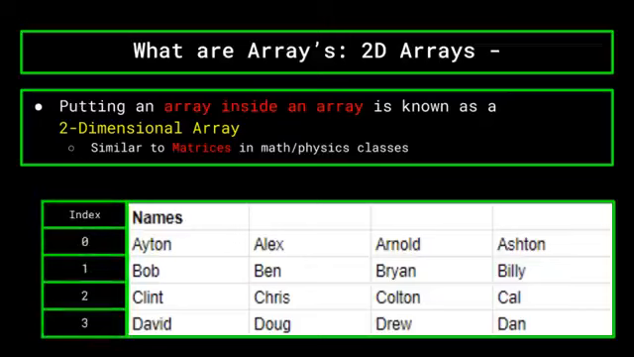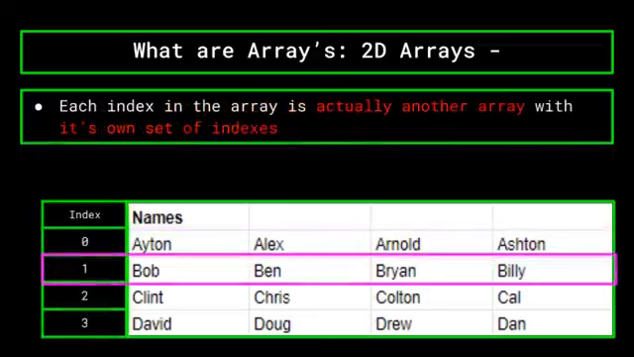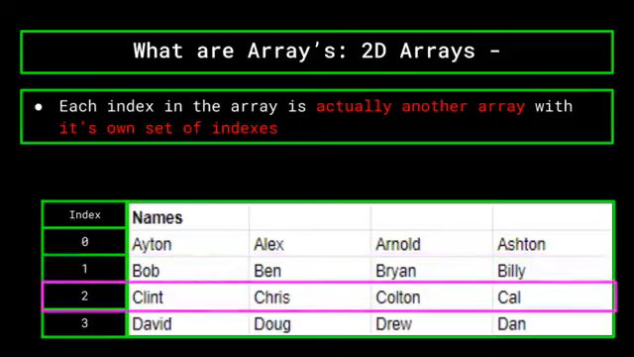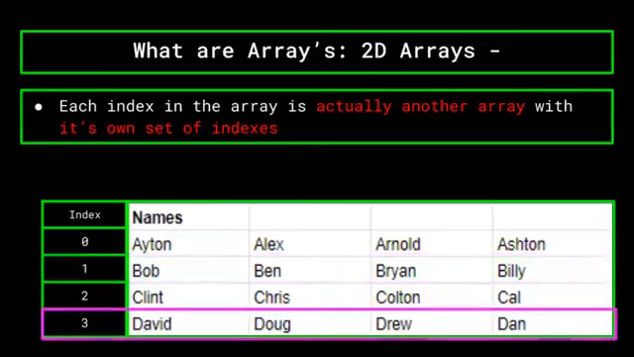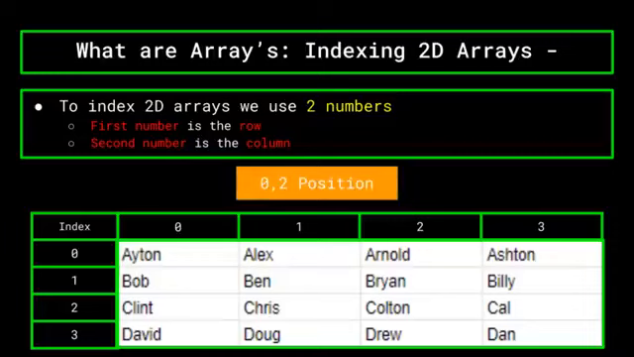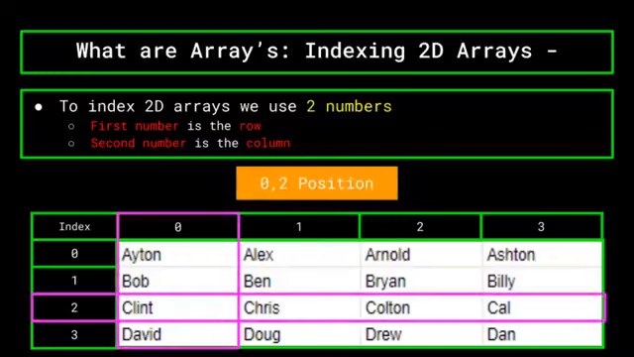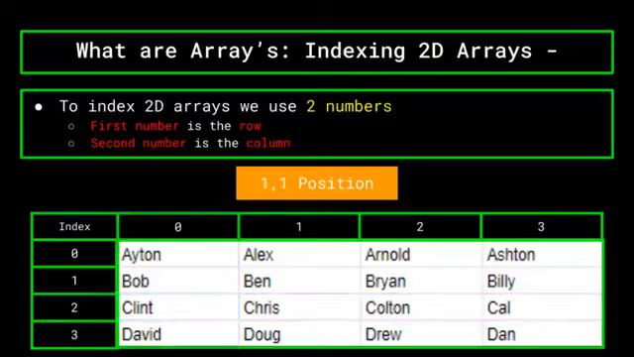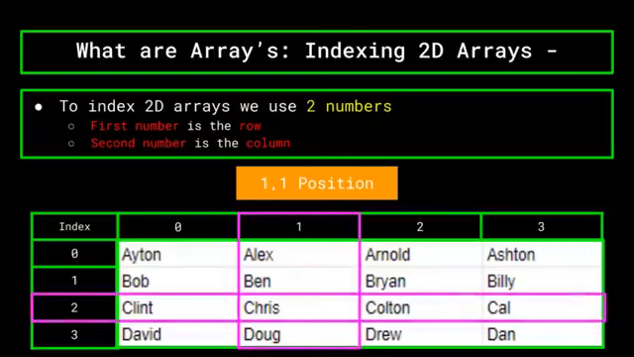So now each element in an array wouldn't simply just be a string variable or an integer variable, but an entirely new array with its own set of values and elements. The way we index these is mostly the same, except we would have two numbers to index instead of one. We start with the row and then the column. So a number in the position 0, 2 would be in the first row, 3 columns down. In this case, the name Clint. A number in the position 1, 1 would be 2 rows down and 2 columns across. In this case, the name Chris.